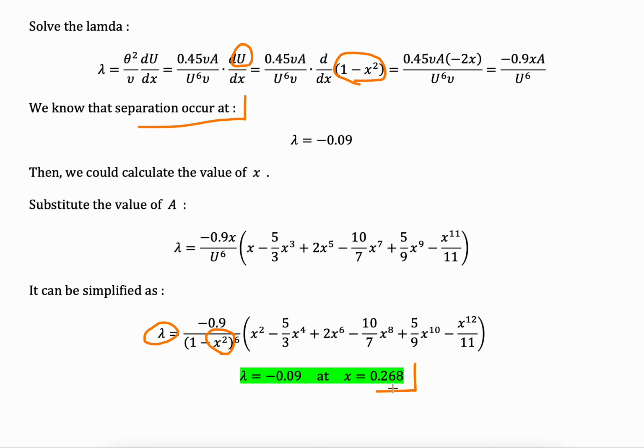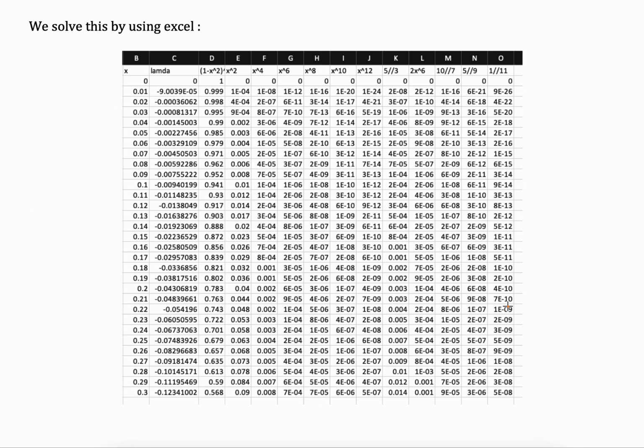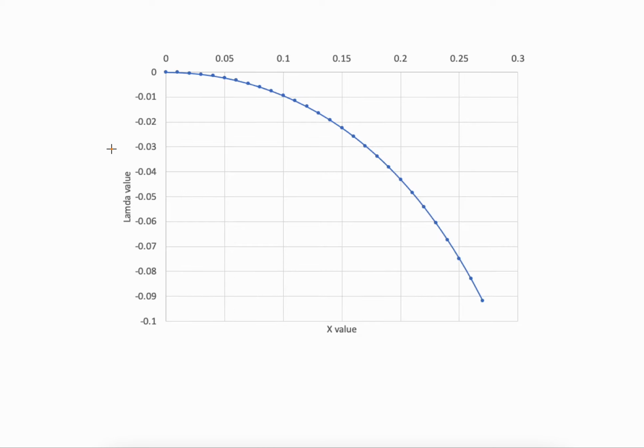The calculation here may be a little bit difficult to do, so normally people will use numerical methods. For simple calculation, we could use Excel, just to make sure we get the value of lambda negative 0.09 here, so we get the value of x later on. For example, if we plot the graph, the value that occurs here is around 2.6 something.